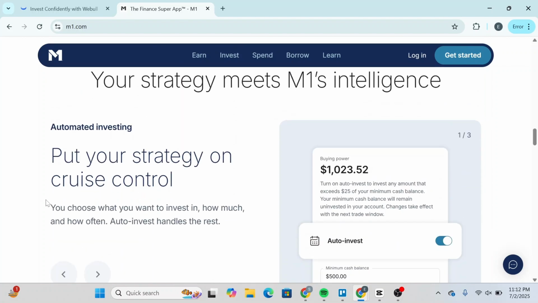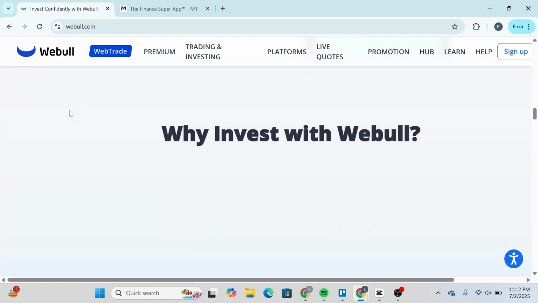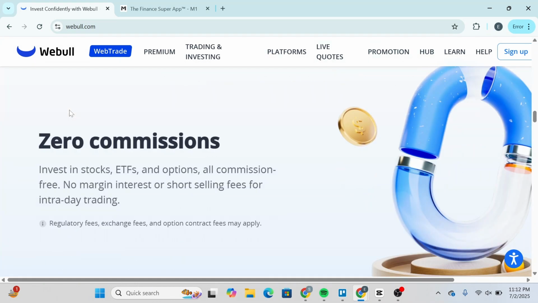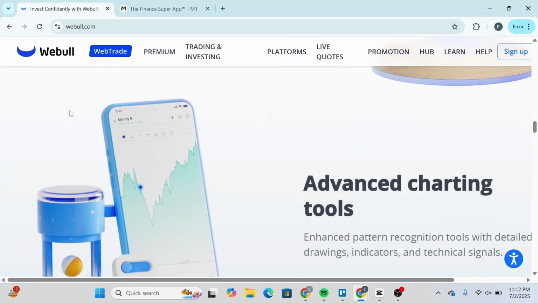In terms of usability, Webull is packed with features. The desktop, mobile, and browser versions are highly customizable and packed with advanced tools such as indicators, drawing tools, and complex order types. That said, this level of detail can feel overwhelming for complete beginners. There's definitely a learning curve.